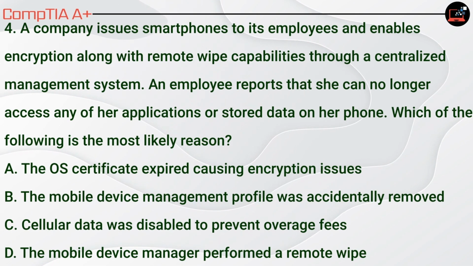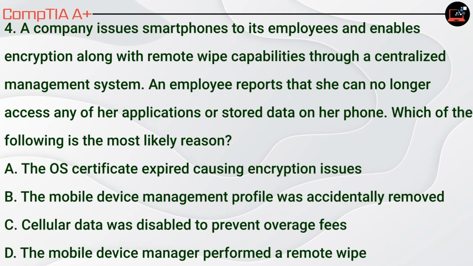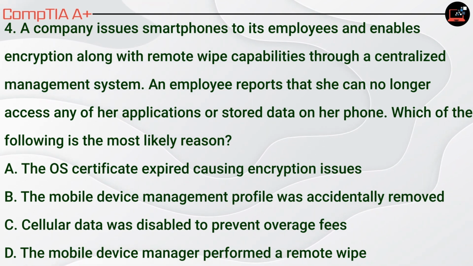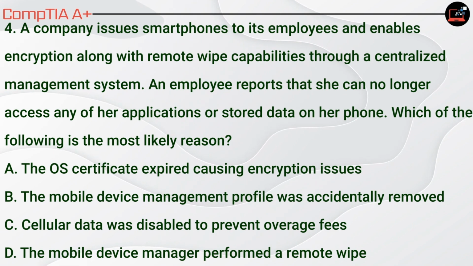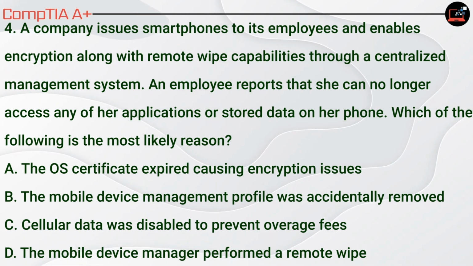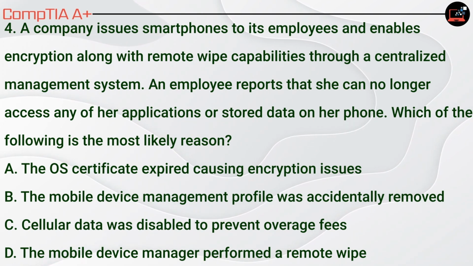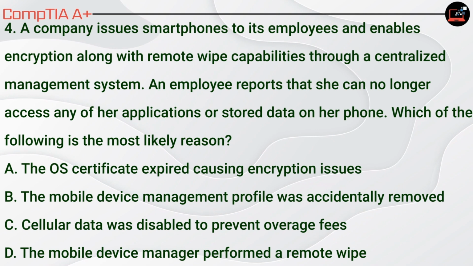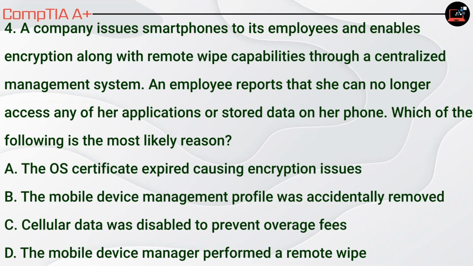4. A company issues smartphones to its employees and enables encryption along with remote wipe capabilities, through a centralized management system. An employee reports that she can no longer access any of her applications or stored data on her phone. Which of the following is the most likely reason? A. The OS certificate expired, causing encryption issues. B. The mobile device management profile was accidentally removed. C. Cellular data was disabled to prevent overage fees. D. The mobile device manager performed a remote wipe.